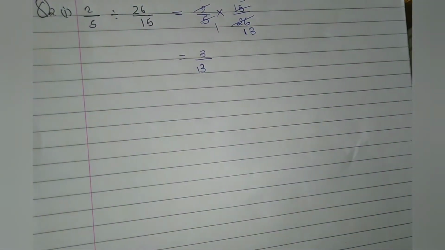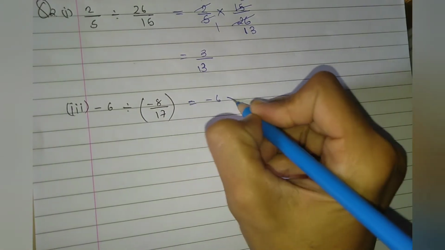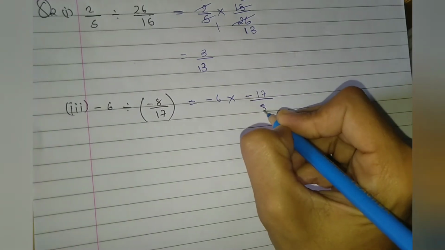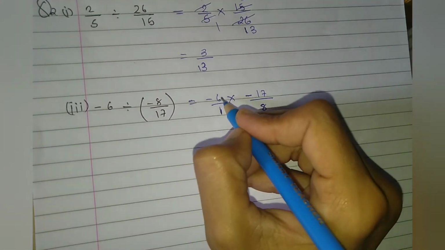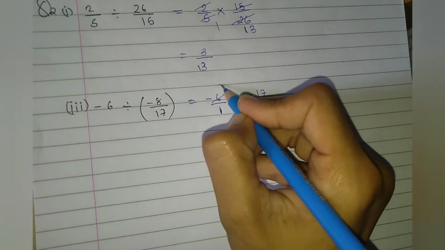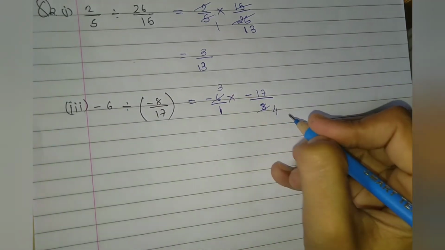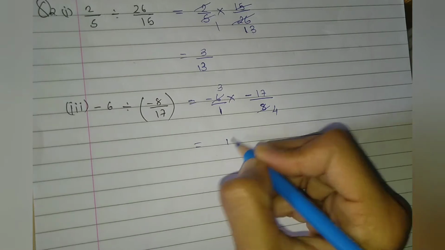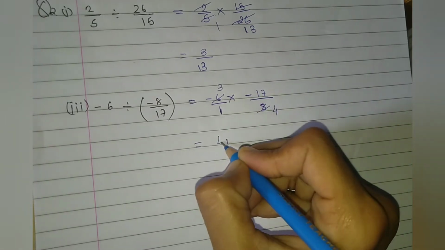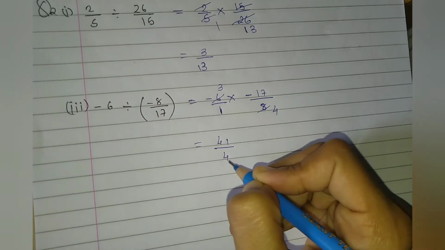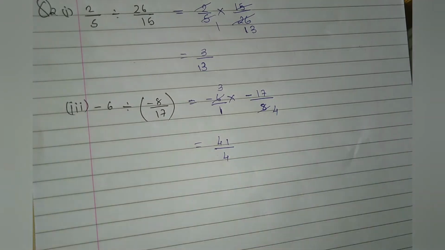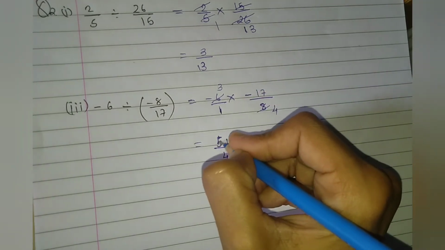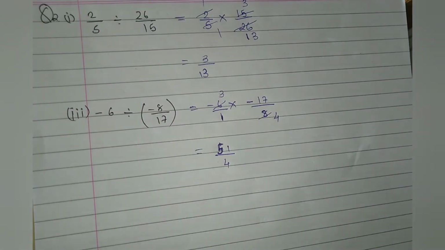Now the third one, which is equal to minus 6 multiplied by the inverse of this division, so minus 17 upon 8. Here nothing means 1. Now 2 3s are 6 and 2 4s are 8. Now can we cancel? No. So let us multiply. 3 17s are 51, and 4. Minus times minus is plus. And upon 4 is the denominator. So 51 upon 4 is the answer.